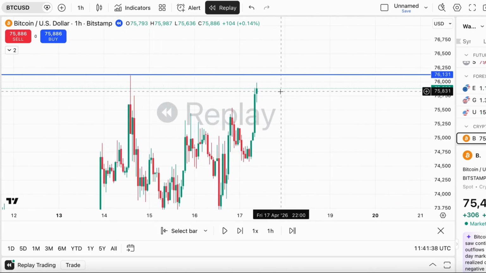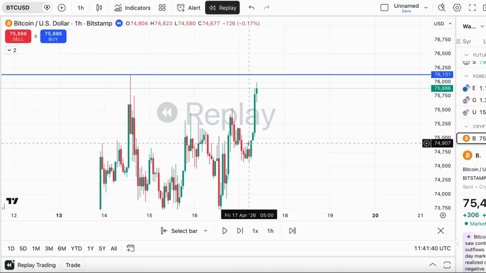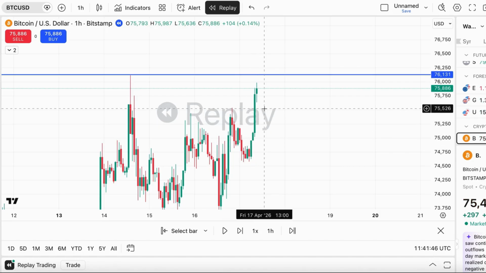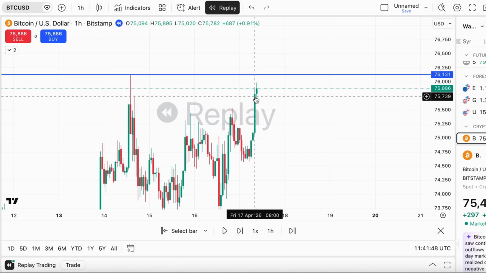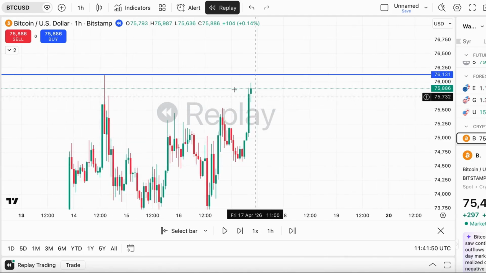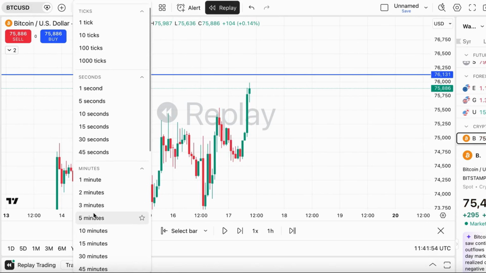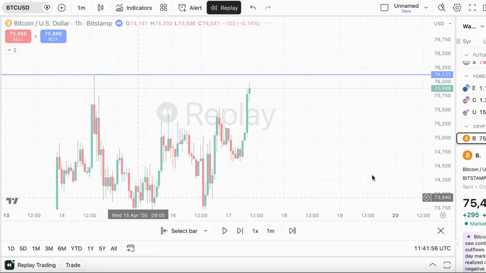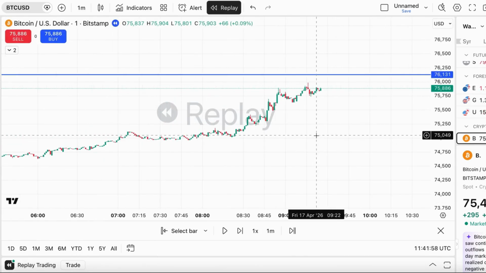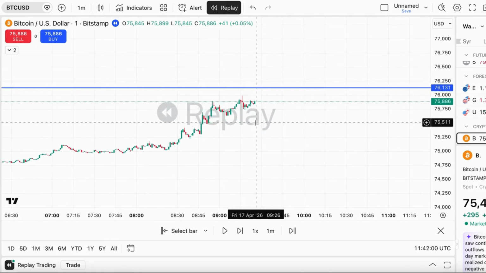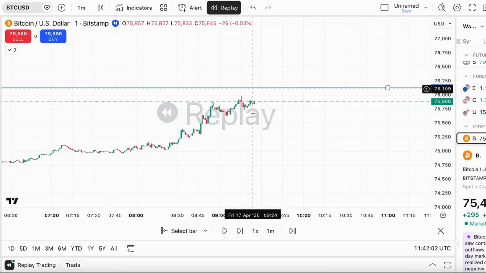So right now what we're doing is waiting for price to actually test these levels again. Okay, so let's go down to the lower time frames. Let's go to the 1 minute. Okay, so let's have a look. Price is now going to test this high here. Okay, let's see what happens.